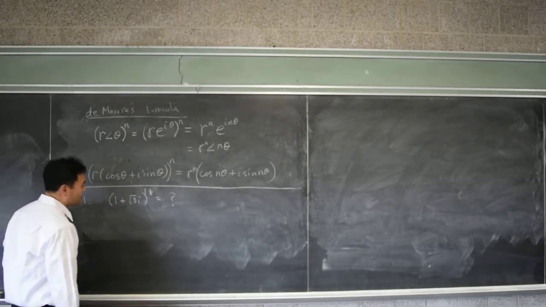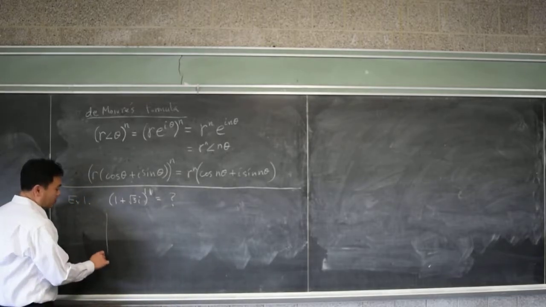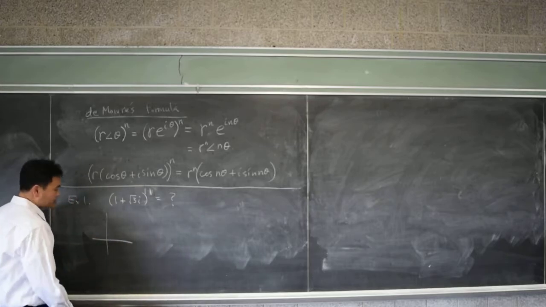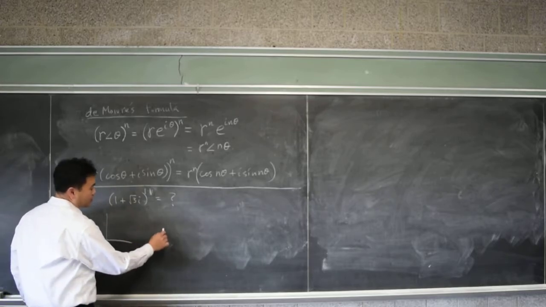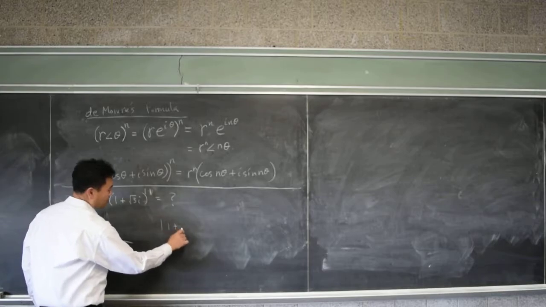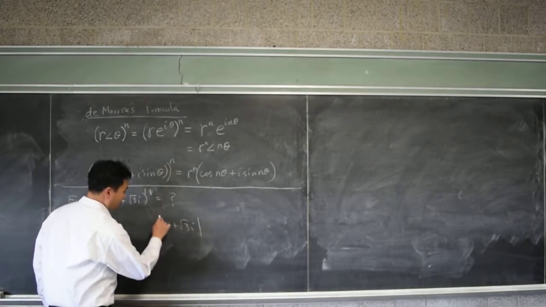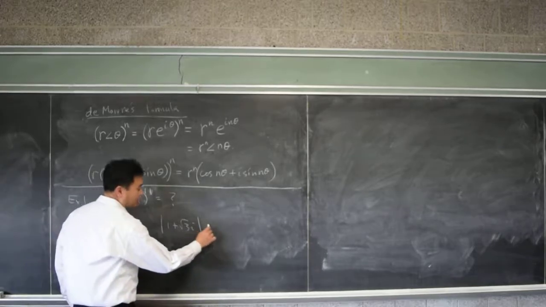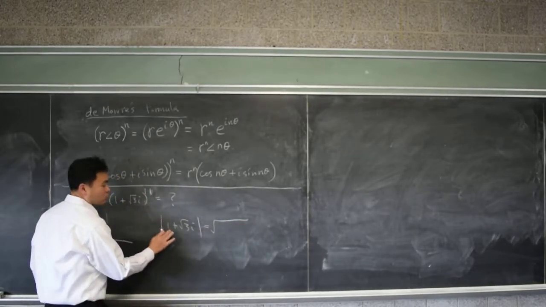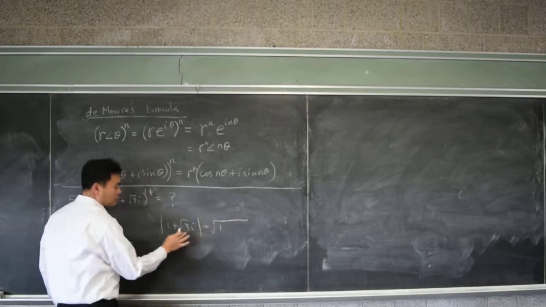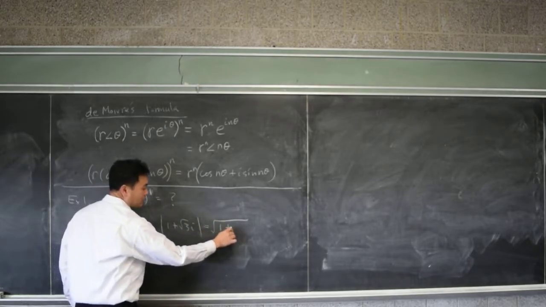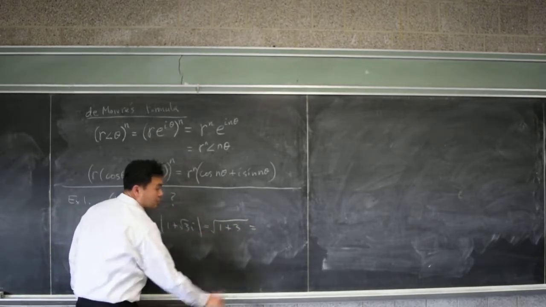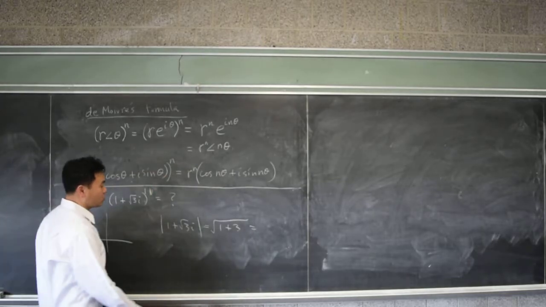And the better way is the following. First, let's think about the norm of this number, the magnitude of the number. What is it? Square root of 1 squared is 1. Square root of 3 squared is 3. So you get 2. 2 is the magnitude.